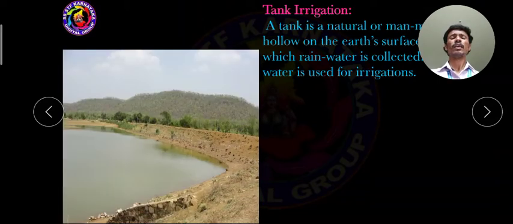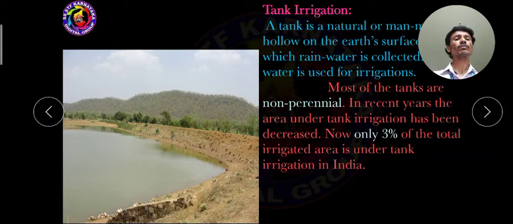This type of tank irrigation we can see in each and every village of our country. Most of the tanks are non-perennial, which means not recurring. In recent years, the area under tank irrigation has decreased, not increased. Now only 3% of the total irrigated area is under tanks.